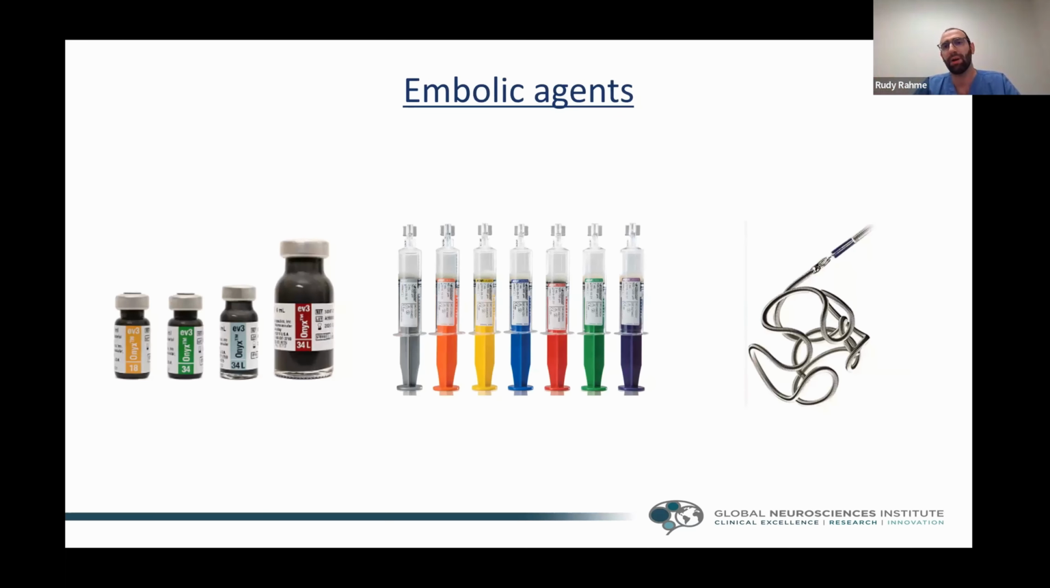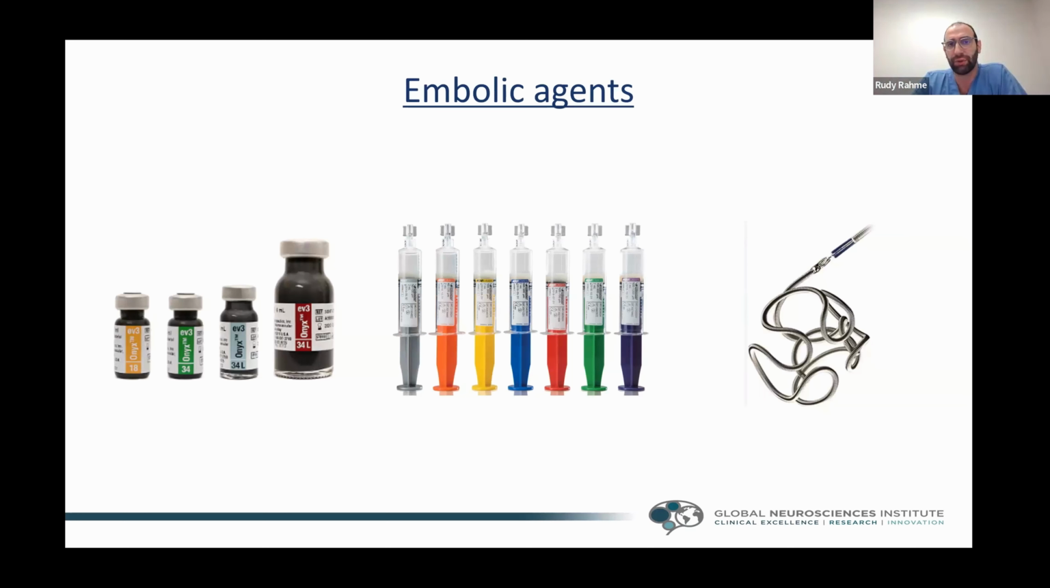We have three types of embolic agents available on the market. You have the liquid embolics. Onyx is the most commonly used in the U.S. right now. There is NBCA, which has fallen out of favor ever since Onyx came on the market. But still, we can still use it. The particles, most commonly the Embospheres, come in different sizes. We start at 40 microns up to 500, excuse me, 750 microns.